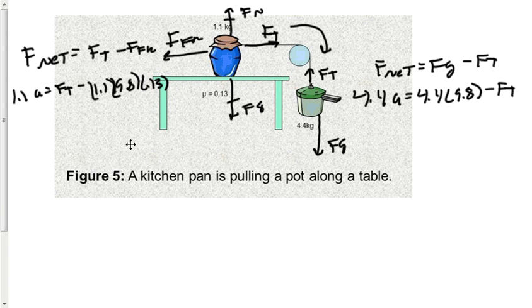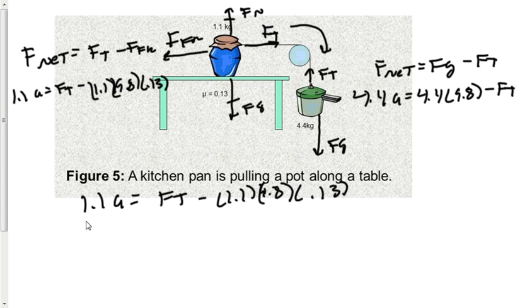Now we've got two equations and two unknowns, so we need to use systems of equations. I like to use the addition method with this, so 1.1A is equal to force tension minus 1.1 times 9.8 multiplied by 0.13, and we'll bring the other equation lower. So 4.4A is equal to minus force tension, plus 4.4 times 9.8.